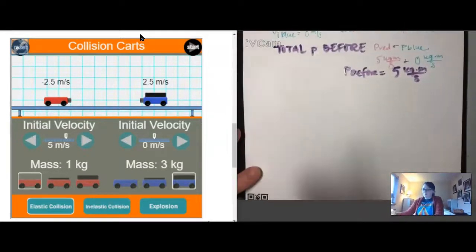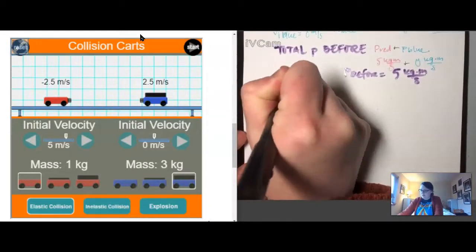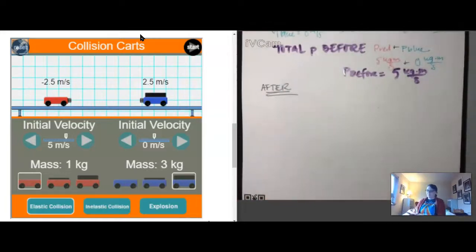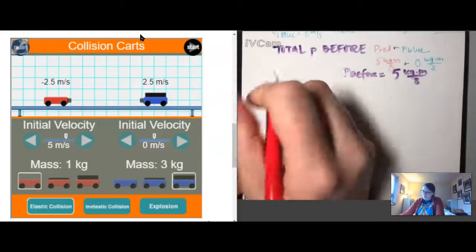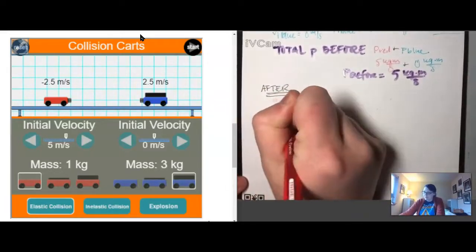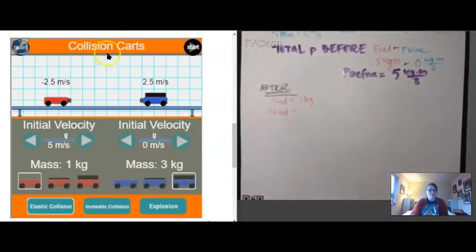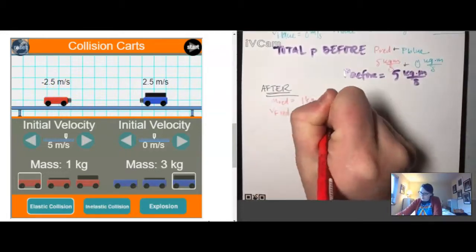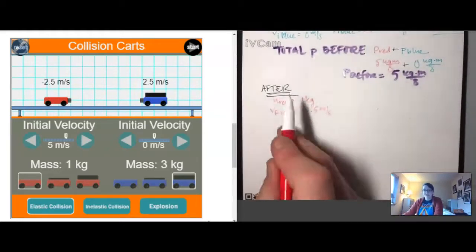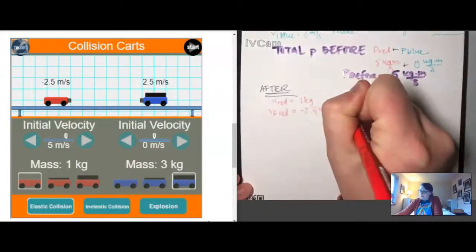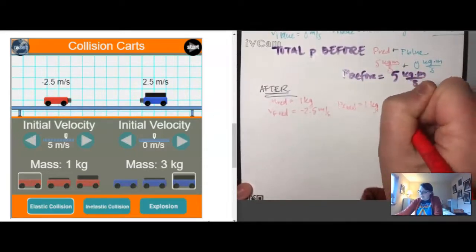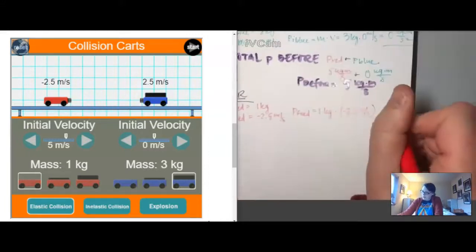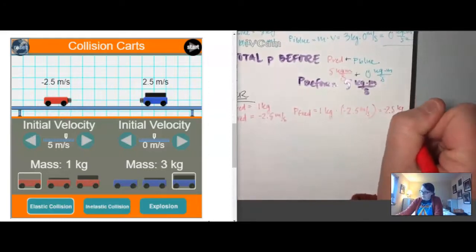So I'm going to look for the momentum after the collision now. We do this before and after when we solve a momentum problem. My mass is the same, right? The mass of the cars did not change. But the final velocity of the red car, the v_f red, did change. Look at what it says over the top of my red car. It's negative 2.5 meters per second now. Got a negative number in there. That's important. I have to include that. The final momentum of the red car is mass times velocity, 1 kilogram times negative 2.5 meters per second. That equals negative 2.5 kilogram meters per second.